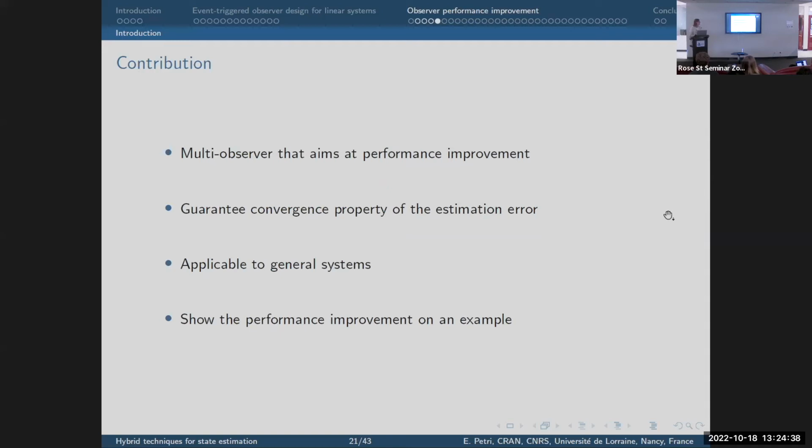Our contribution is that we design a multi-observer that aims at performance improvement, and we guarantee a convergence property of the estimation error. We apply our approach to a general nonlinear system, and we show on a numerical example that the proposed hybrid multi-observer highly improves the performance.